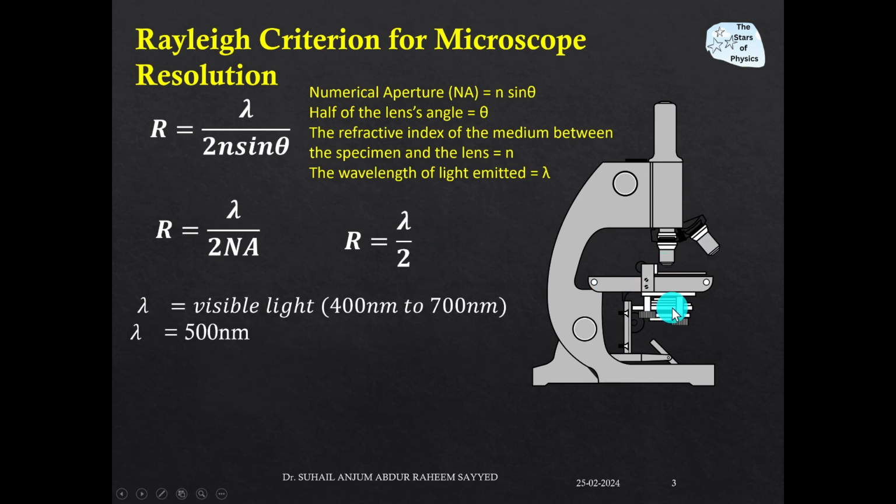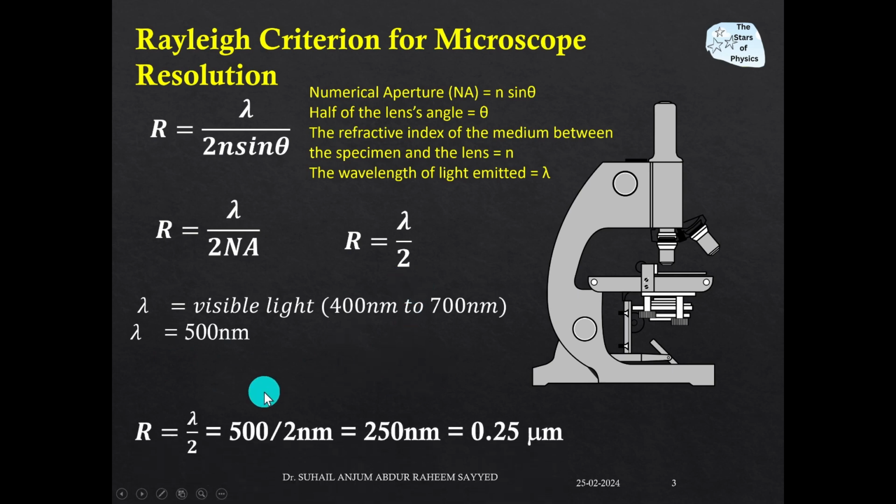Now, in the case of an optical microscope, we use visible light. The range of visible light is 400 nanometer to 700 nanometer. So we will consider one of the wavelengths, say 500 nanometer, in this visible range. Therefore, the resolution of an optical microscope will be lambda divided by 2, which is 500 divided by 2 nanometers. So it comes out to be 250 nanometer. If we convert this into micrometer, we get 0.25 micrometer. With the help of an optical microscope, we can go only to the order of micrometer.